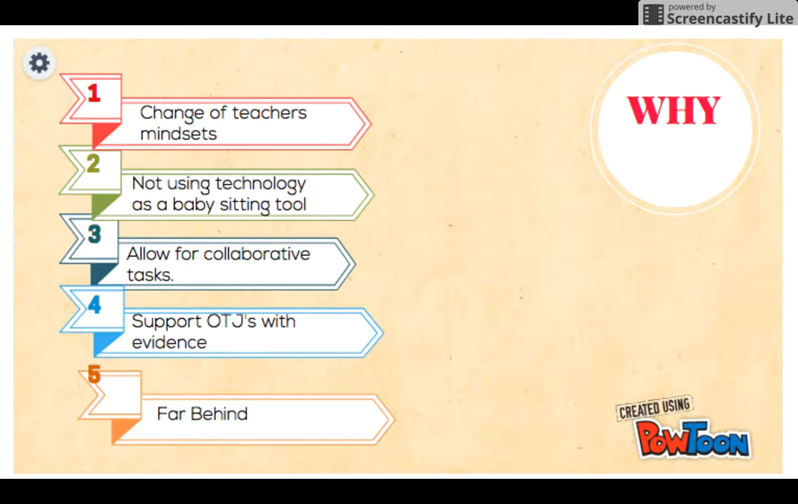Number 2, not using technology as a babysitting tool. Within our school, especially in the juniors, they tend to use the devices as a babysitting tool. Here's an app to reinforce your learning, as opposed to here's an app that we can use across the curriculum. It also allows for collaborative tasks within different levels of the school. It will support my OTJs with evidence, and our school was far behind in technology for the junior school.